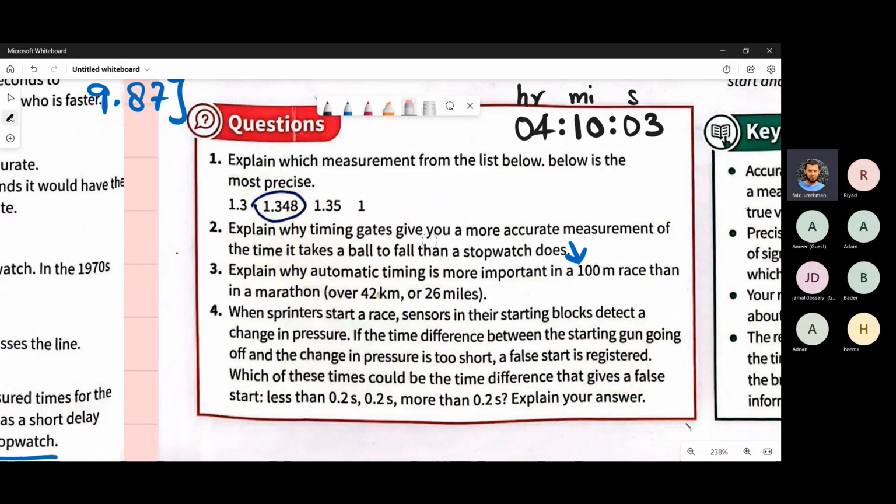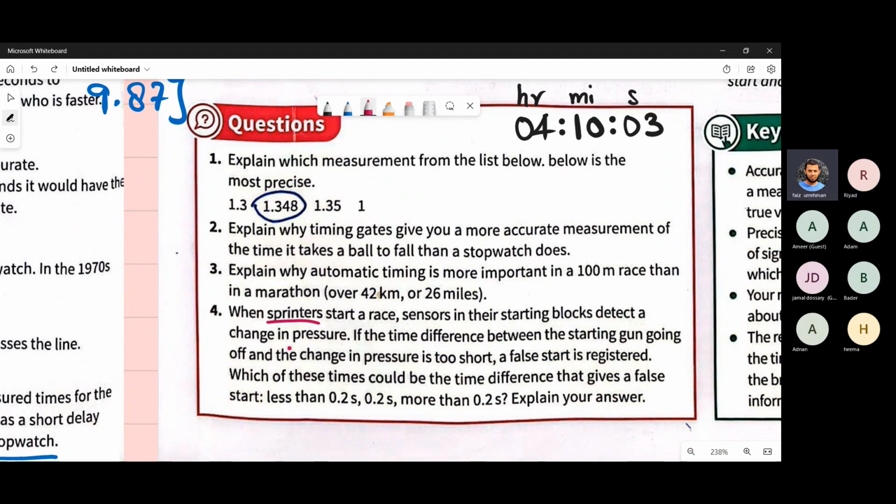Okay, so the last one. When sprinters start a race. Sprinters are the athletes who are running. When sprinters start a race, sensors in their starting blocks detect a change in pressure. If the time difference between the starting gun going off and the change in pressure is too short, a false start is registered. This is a story, mister, not a question.